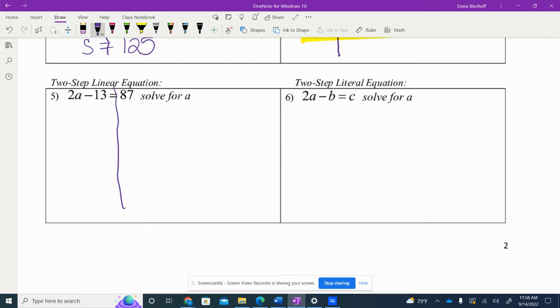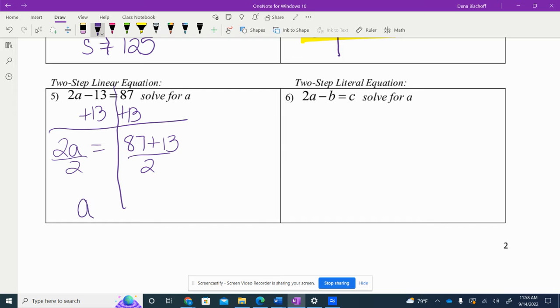So look at this one. What should I do to solve for A? Add 13 to both sides. So I have 2A equals, I'm going to write it unsimplified first, 87 plus 13. And then what do I need to do? Divide by what? Yeah, divide both sides by 2. So A equals, 87 plus 13 divided by 2 is 50.